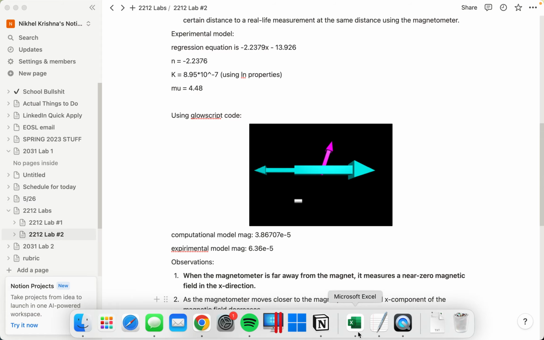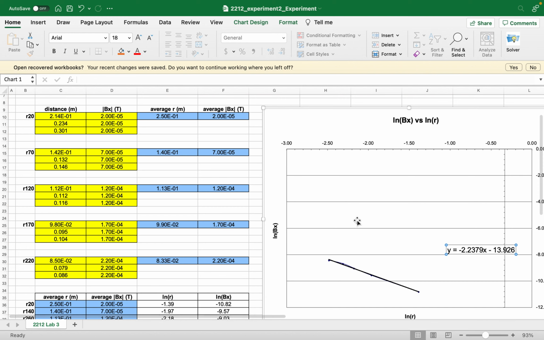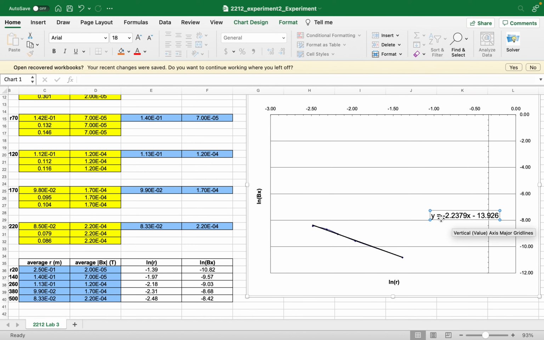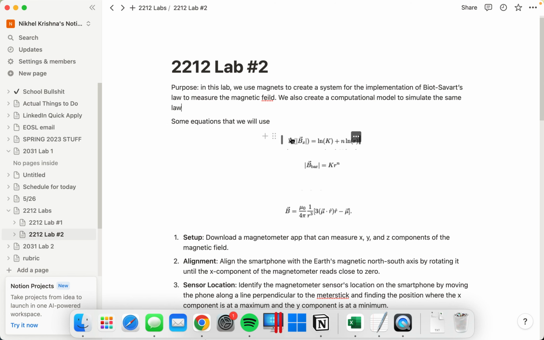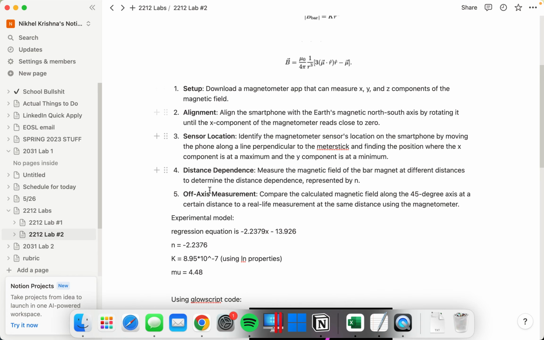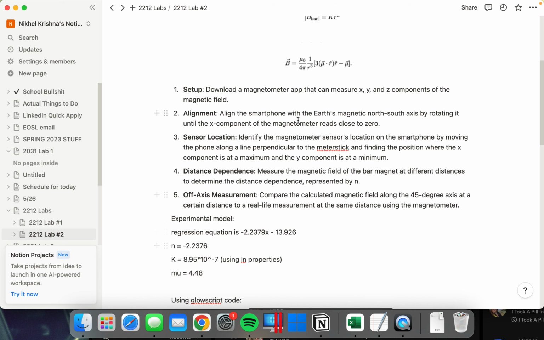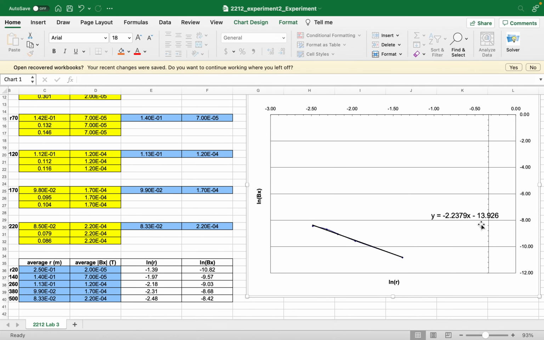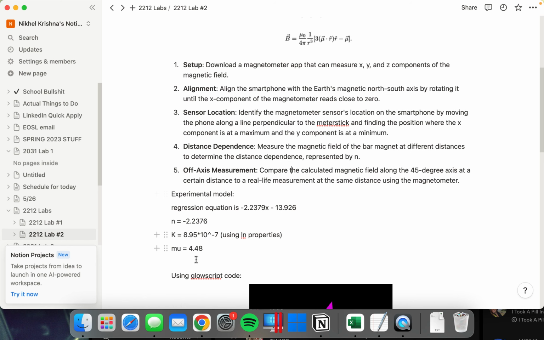So from our Excel file, we fill in data based on the distances and the different magnetic field values from the magnetometer, and we get this equation that is a representation of the first equation I was talking about earlier. Our n is simply the slope of the line, which is negative 2.2, and our k we computed using ln properties. Essentially, we raised e to the y-intercept power. And finally, using that equation, we calculate our mu to be 4.48.